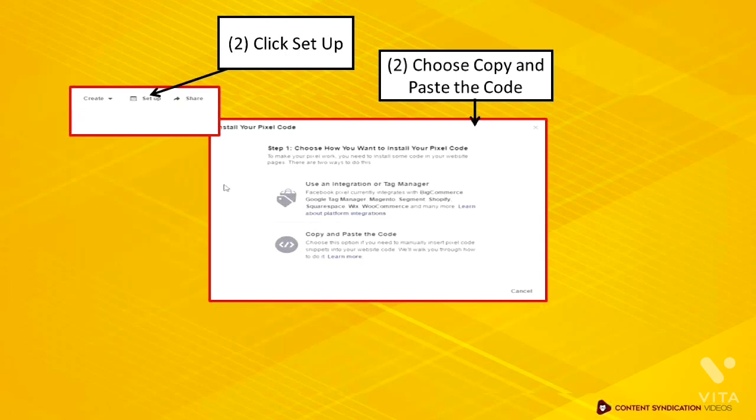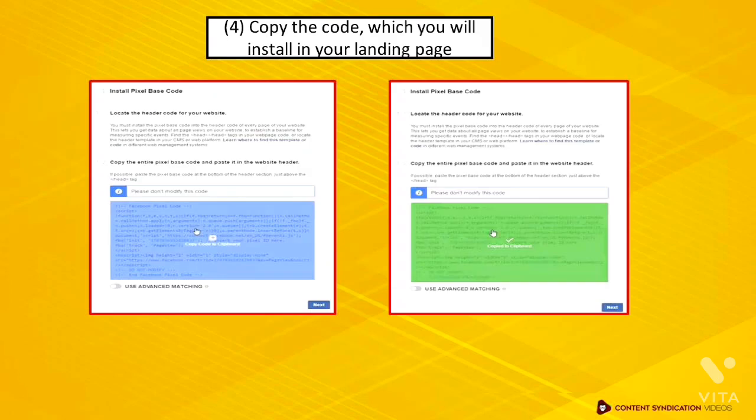Then a pop-up will appear where it states Install your pixel code. There will be 2 options, which is Use an Integration or Tag Manager, and Copy and Paste the code. You will then click on Copy and Paste the code. After that, you will see Install Pixel Base Code, where there will be a code ready for your use. All you need to do is click on the code and it'll be automatically copied.